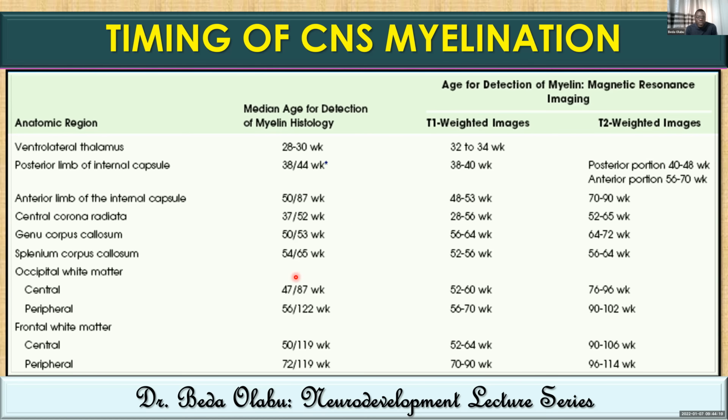Importantly, I want to capture that the frontal lobe takes it last actually, and that the peripheral parts of the frontal lobe are myelinated later than the central parts of the frontal lobe. Occipital will be myelinated a bit earlier than frontal lobe. Again, even in the occipital, the central part will myelinate earlier than the peripheral parts. Okay.